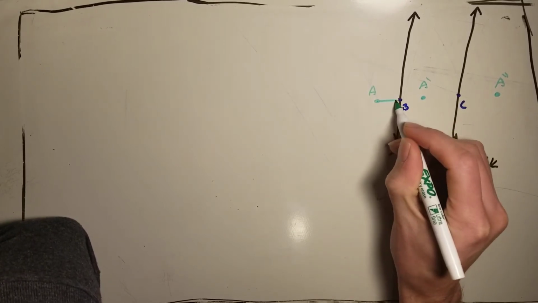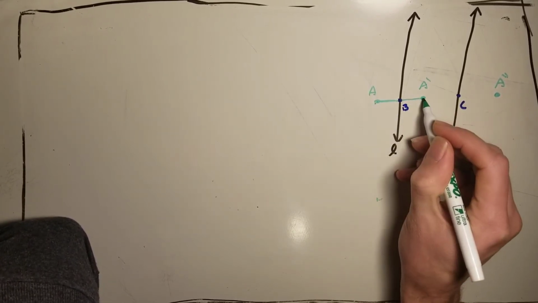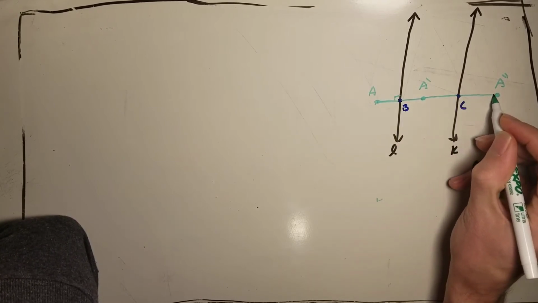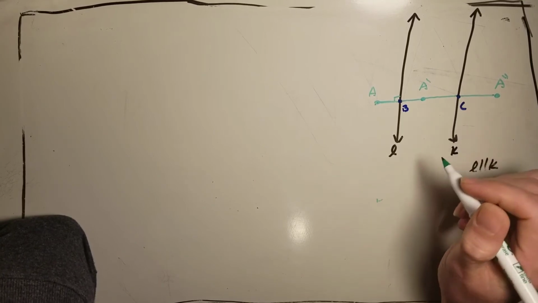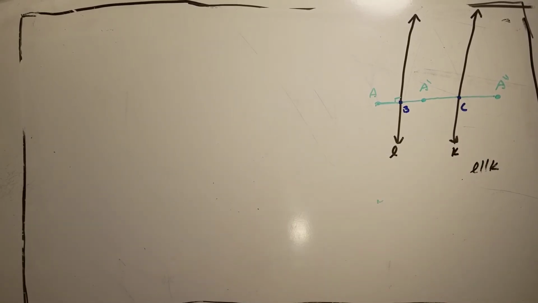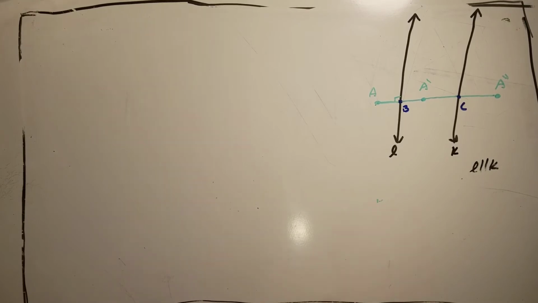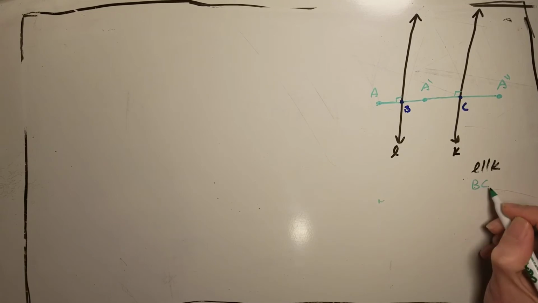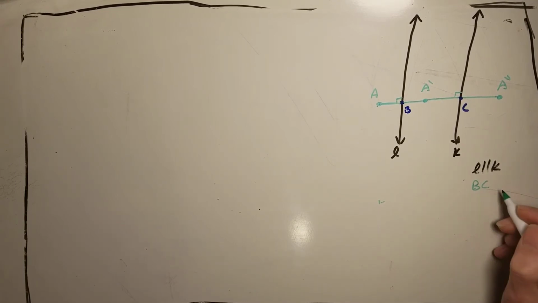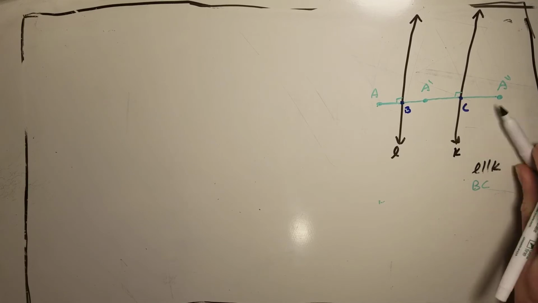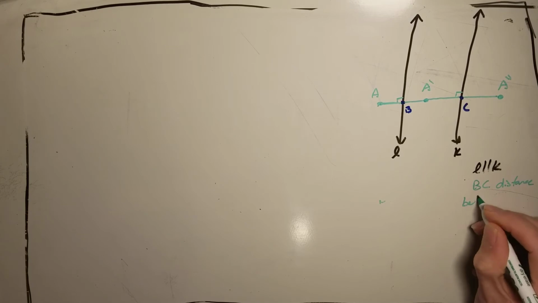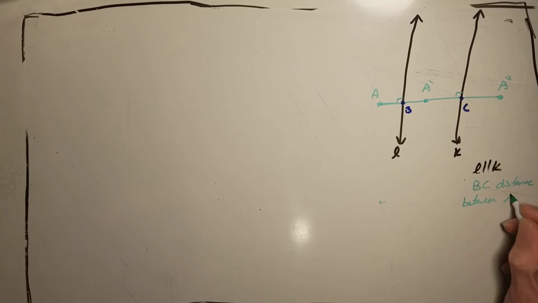Those are going to be the points that the segment from A to A prime falls on, and the segment from A prime to A double prime, that's where it intersects line K at. So we're going to be given those, and we'll say, because these are going to be perpendicular, the segment BC, that's the distance between the 2 lines. So this is the distance between the 2 lines, between L and K.